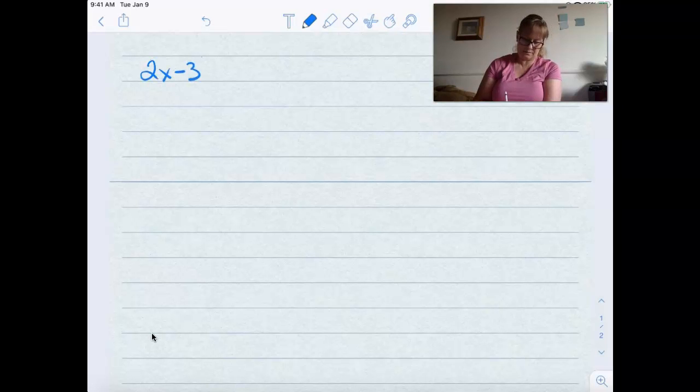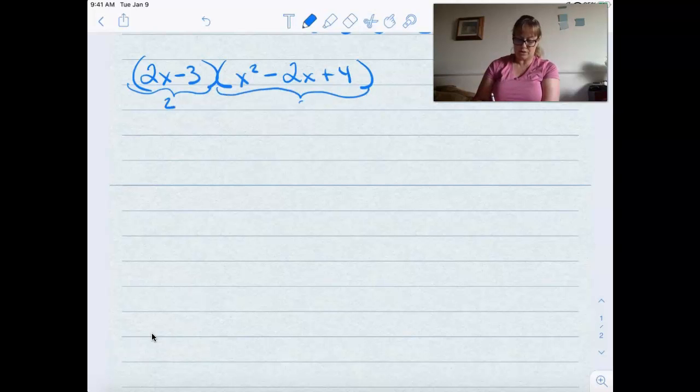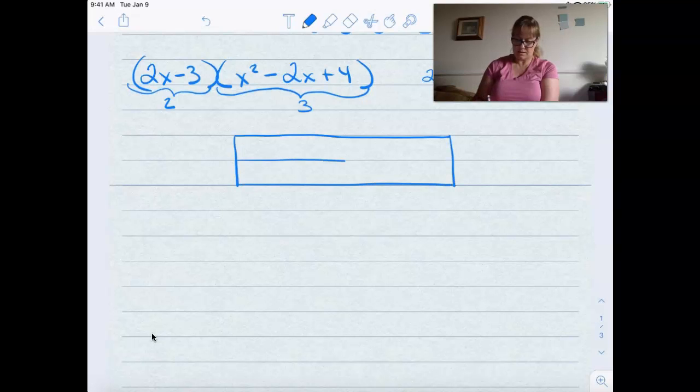2x minus 3 times x squared minus 2x plus 4. Okay, this is different. We actually have a binomial here multiplied by a trinomial. So this is going to be a 2 by 3 that we have to draw. So now we've got to draw a rectangle that has 2 lines to it. There's the 2 lines, and that each line has to have 3 squares in it.